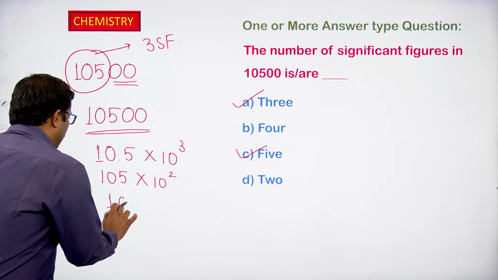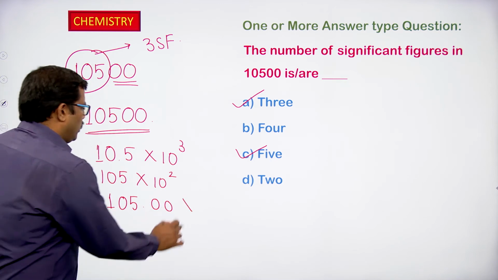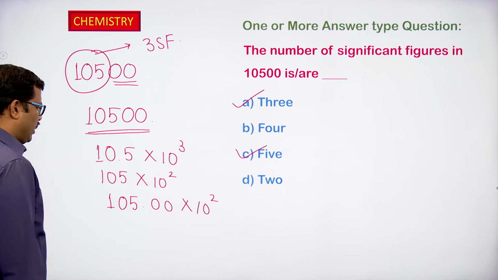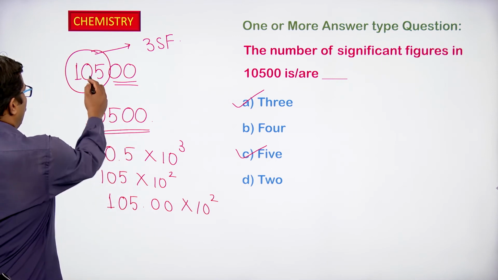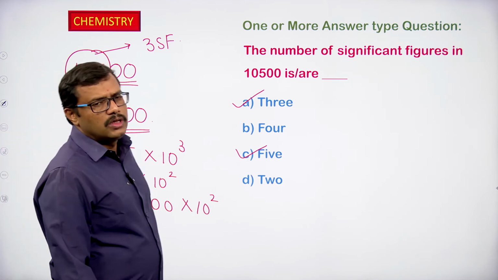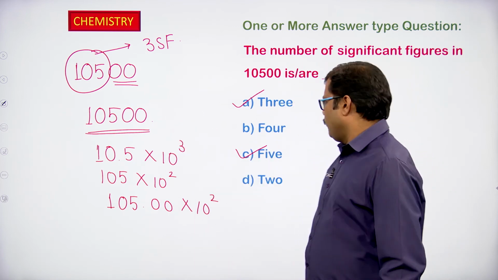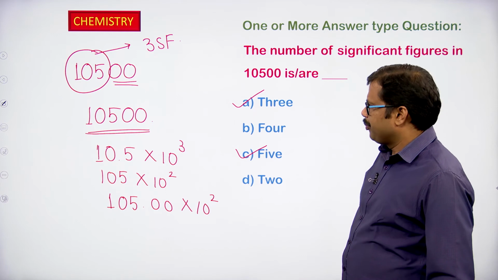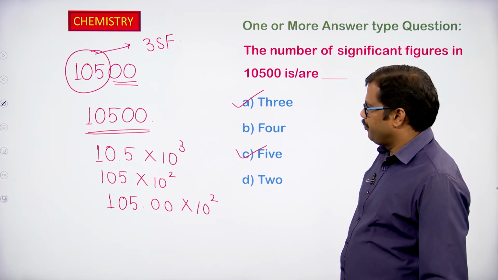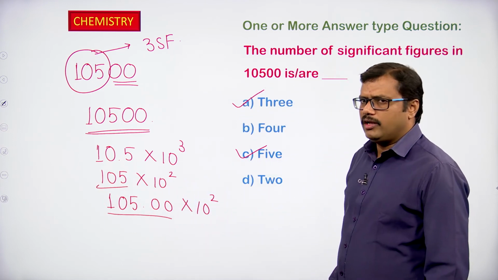We can also write it as 105.00 into 10 to the power of 2. So, in that case we have 5 significant figures, or before if we are not keeping a decimal point, in that case we are going to have 3 significant figures. If we are keeping a decimal point, we are getting 5 significant figures. So, here we can get 3 significant figures, here we can get 5 significant figures.